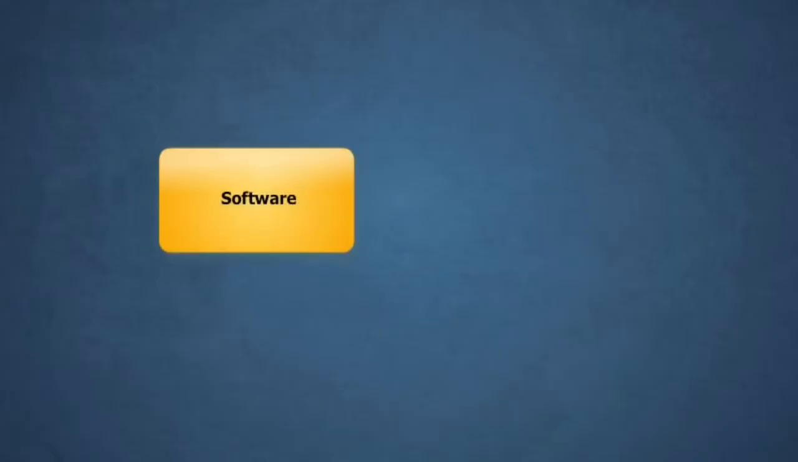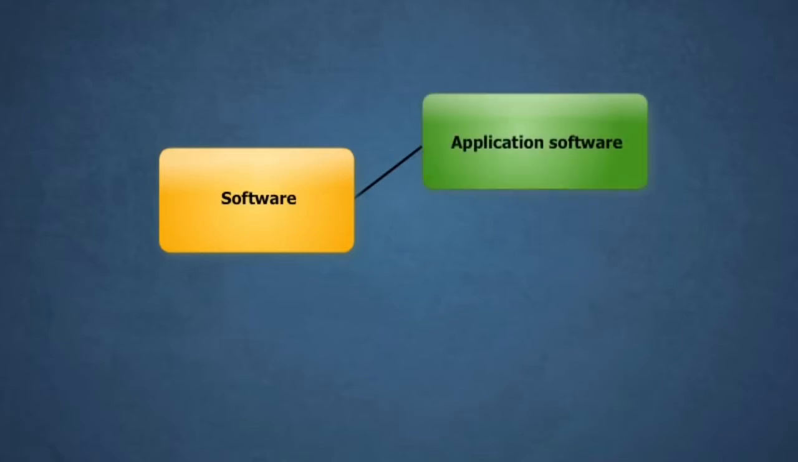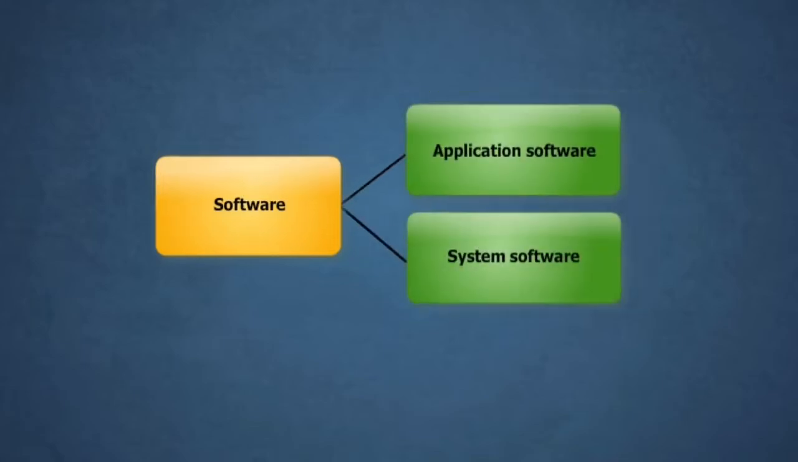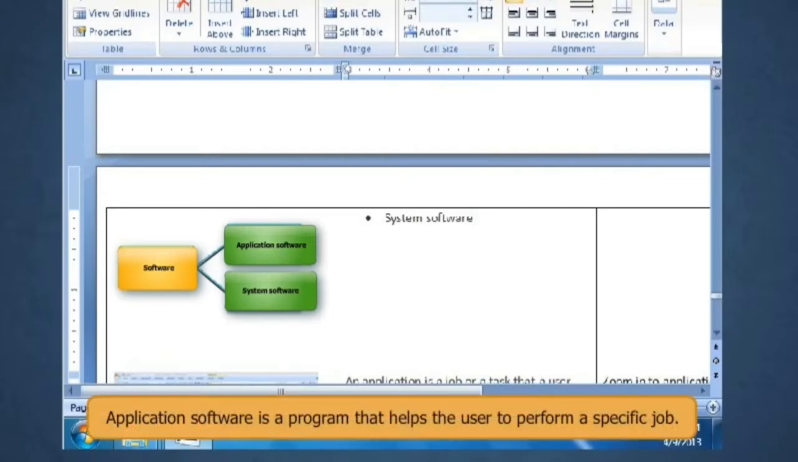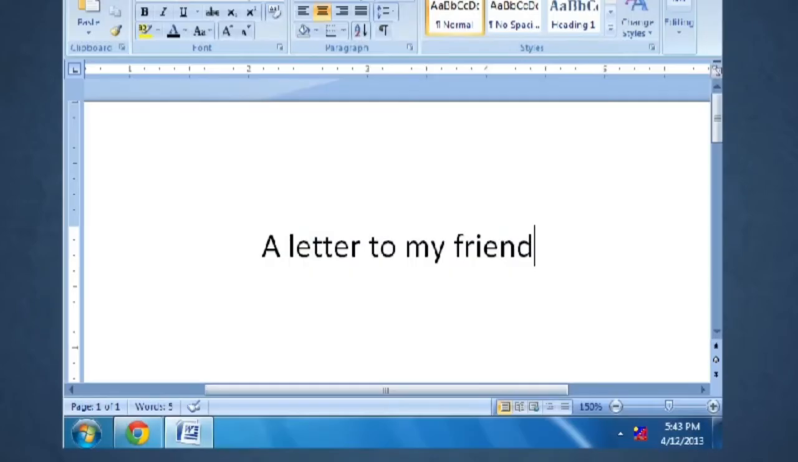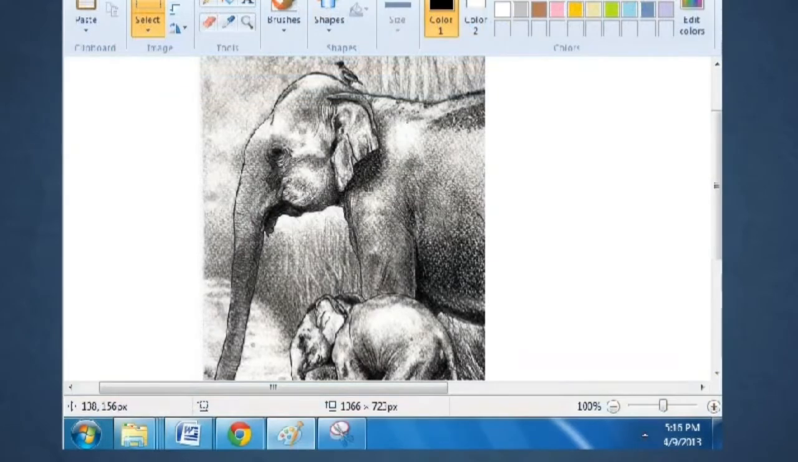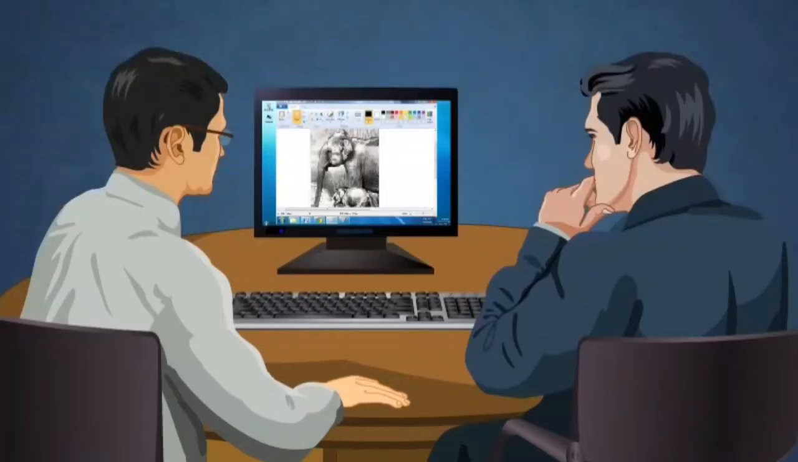Software can be of two types: application software and system software. An application is a job or a task that a user wants to accomplish through a computer. Application software is a program that helps the user to perform a specific task. For example, application software enables a user to write a letter or create a drawing. So, Microsoft Word and Microsoft Paint are the application software.